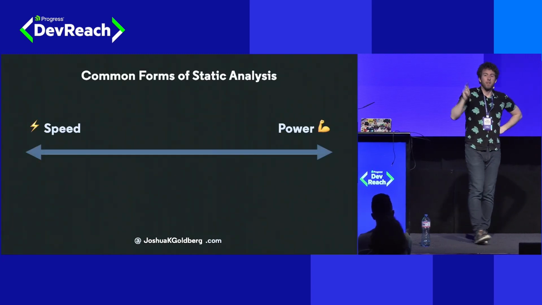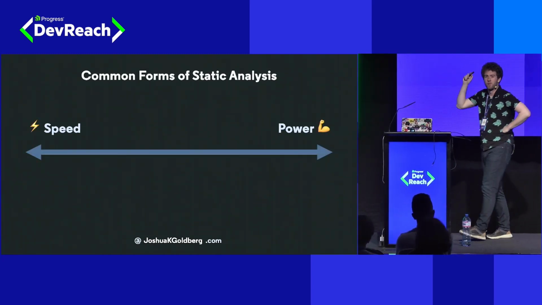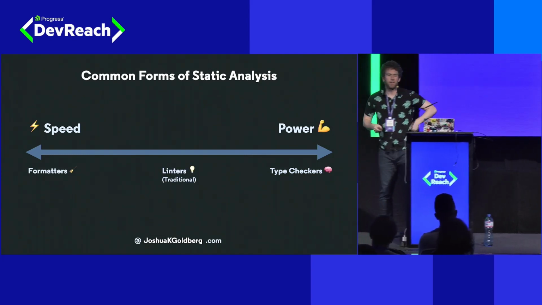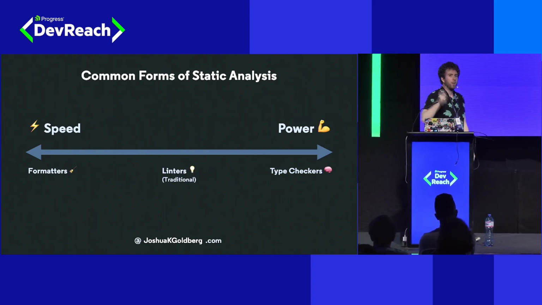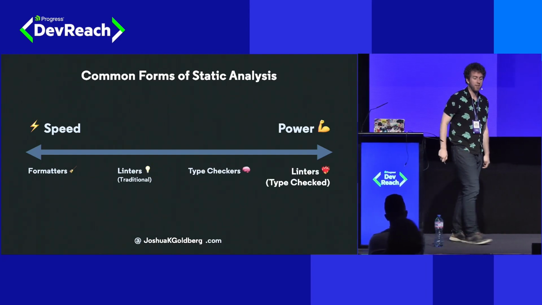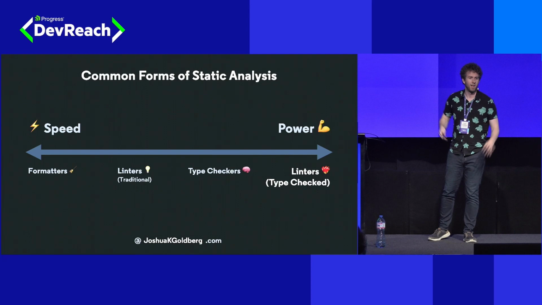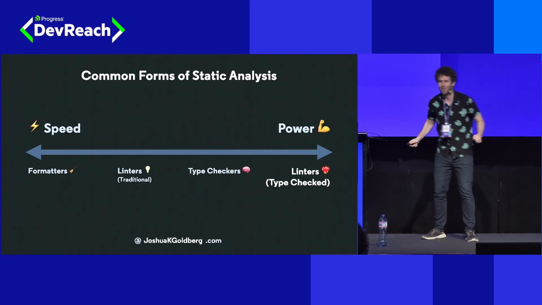Second up, I work on TypeScript ESLint, so I got to throw this in because it's freaking awesome. There are three common forms of static analysis. Your formatter, the fastest of them, the type checker, the slowest and smartest, and then the linter, somewhere in between. But with TypeScript fanciness, the linter is now type checked. To C# people, this is boring because your linter is already type checked. To JavaScript people, this is very exciting.